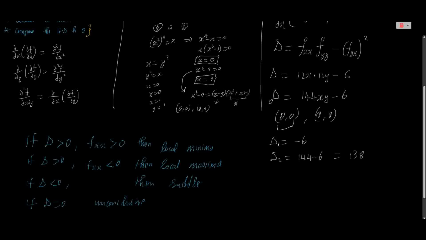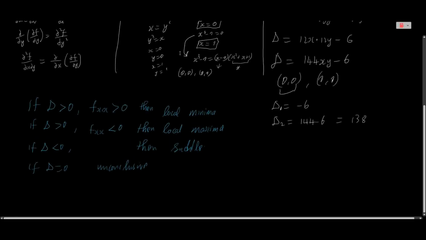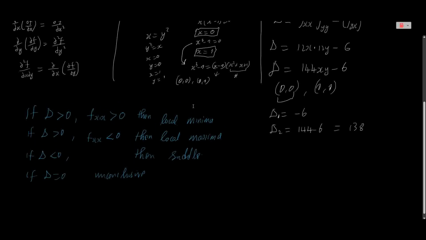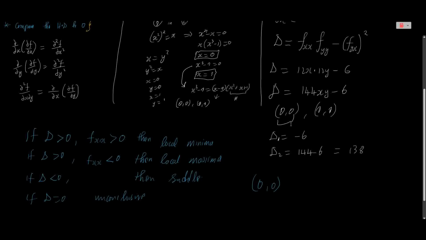With that said, we just have to compare. Doing our comparison for the point 0, 0, we saw that for the first case we had -6, which is less than 0, right? Therefore, we can conclude that the point 0, 0 is the saddle point.